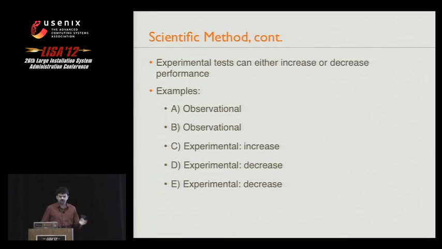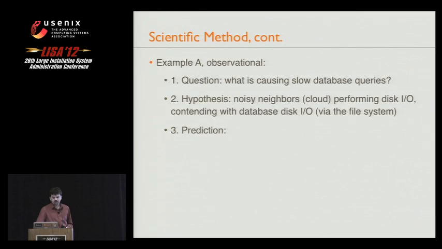I've got some examples so you can see how this goes together, but this might be pretty obvious. So example A, observational. Question, what is causing slow database queries? Hypothesis, noisy neighbors, because we're on the cloud. They're performing disk I/O, and it's contending with my database disk I/O. My database is using the disks via the file system. So actually, it's my file system latency that's slow. It's slow because of noisy neighbors.